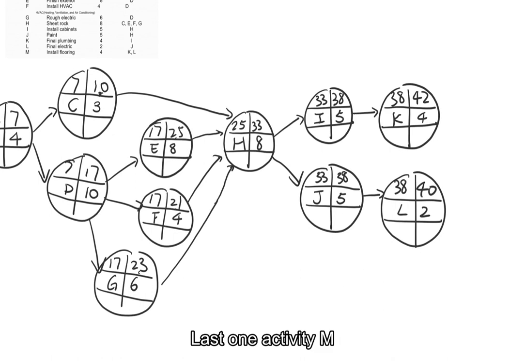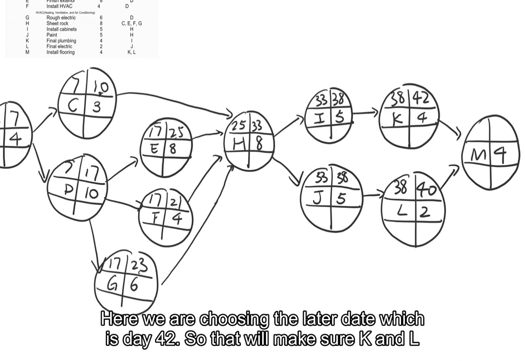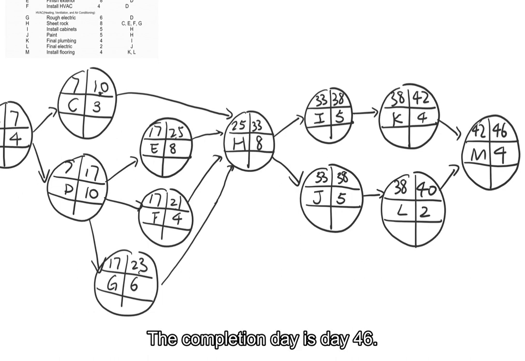Okay, and last one is activity M. And again, we need to choose either day 42 or day 40. Here we are choosing the later date, which is day 42, so that we make sure K and L are both finished before M gets started. And the completion date is day 46.